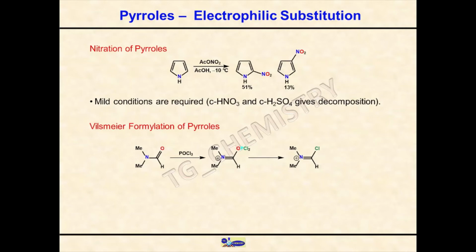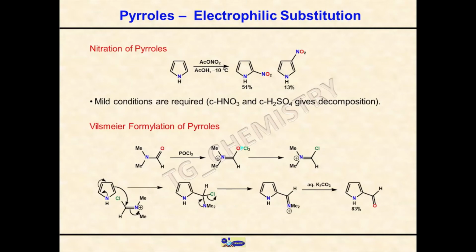Now the Vilsmeier formylation for pyrroles. As I said, for the Vilsmeier reaction, the iminium ion, which is the active species for the first step of electrophilic addition to the heterocycles, is formed from N,N-dimethyl formamide and phosphorus oxychloride. Then it reacts with pyrrole in an electrophilic substitution at the alpha position to produce the 2-formyl pyrrole in 83% yield.